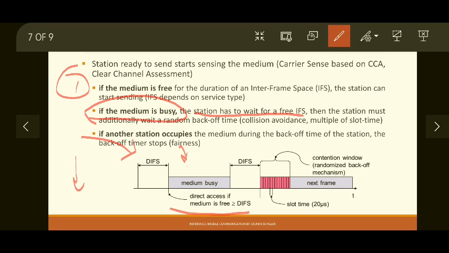Then the third situation: if another station is occupying the medium during the backoff time of the station, the backoff timer stops. That is called fairness. Now this is important.